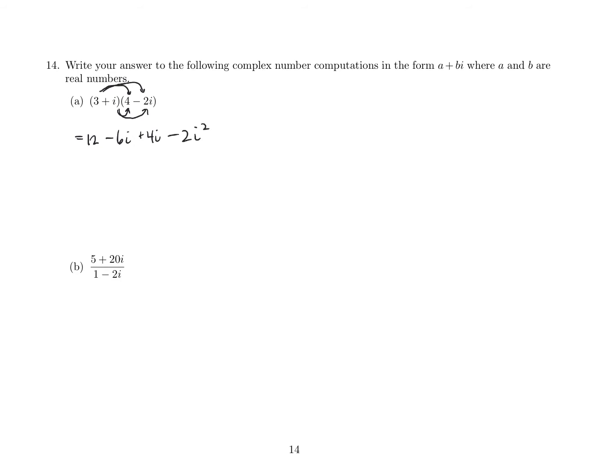Remember that you don't want to have any powers on an I. It's not considered simplified. So I squared is negative 1. So we'll have 12 minus 2i when we combine our I terms here. And then negative 2 times negative 1 is positive 2. So we'll end up with 14, because we can now add the 12 and the 2, minus 2i. Remember that you want to write it with the imaginary part second. The I comes at the very end, or it's not in the correct form and you would not get credit.